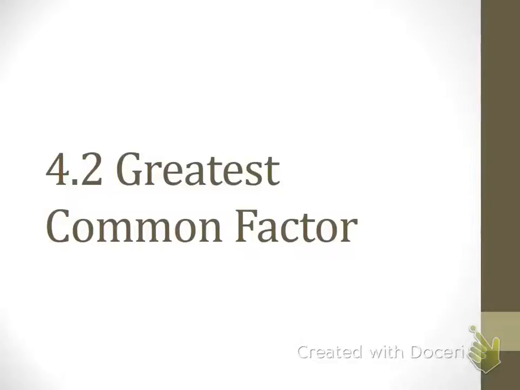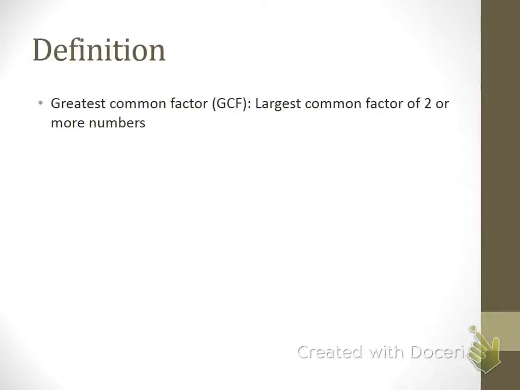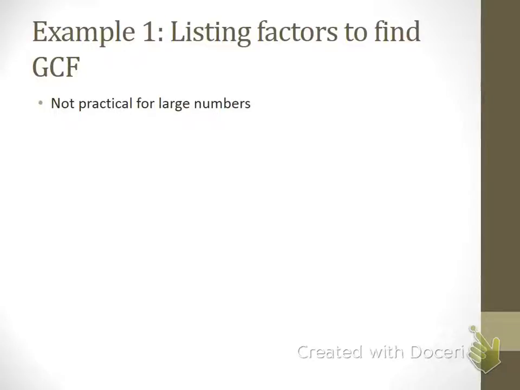Today we're in section 4.2, greatest common factor. The definition of the greatest common factor is the largest common factor between two or more numbers. It has to be in all of the numbers in order for it to count, but that is what we call the GCF. In example 1, we're listing factors to find the GCF.